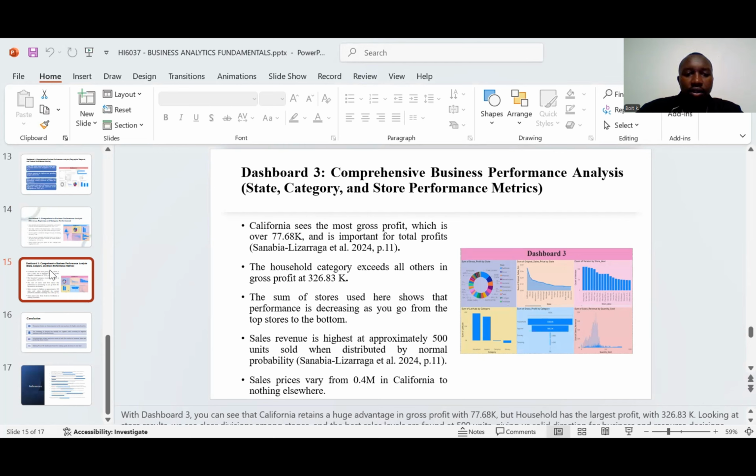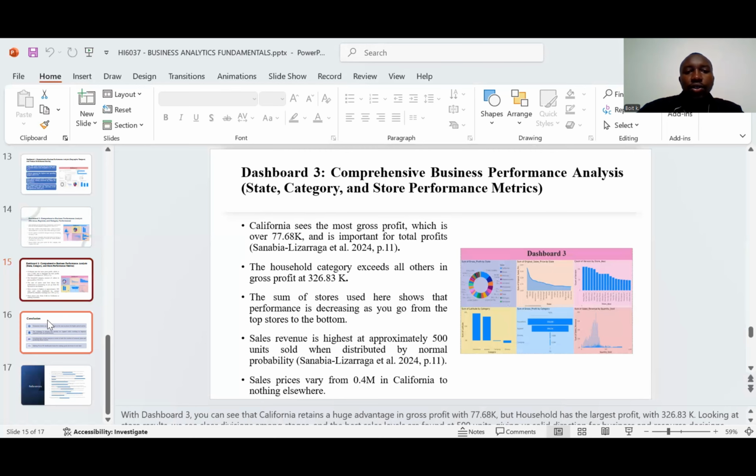When you check on the sum of stores used here, it shows that performance is decreasing as you go from the top stores to the bottom. On the other hand, sales revenue is highest at approximately 500 units sold when distributed by normal probability. Sales price also has been observed to vary from 0.4 million in California to nothing in the other states.